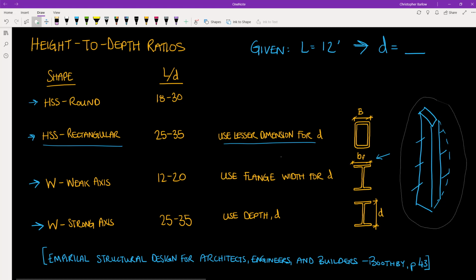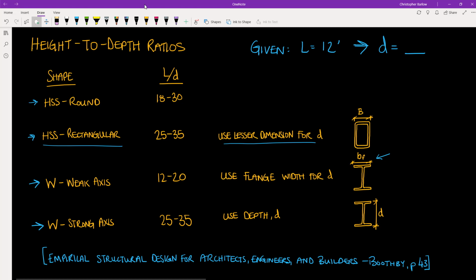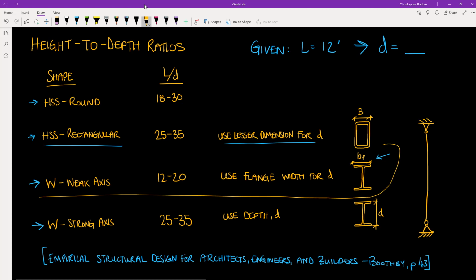But typically, we don't have that type of situation. Typically, we will have the same unbraced length in both the weak axis and strong axis directions. And so most often for wide flange sections, it will be this weak axis formula that controls.